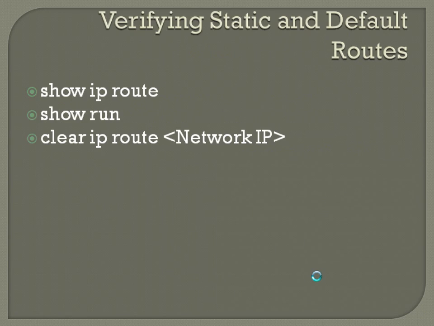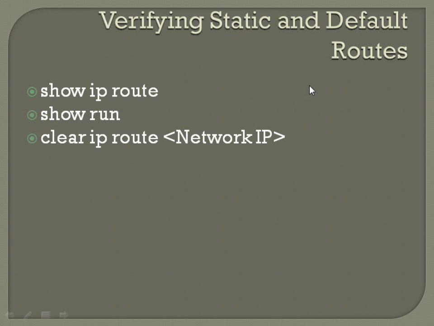Okay, and then verifying static and default routes. These few commands are pretty helpful. Show IP route is going to show you the complete routing table in a Cisco for everything that it knows. You can also do show IP route and then an IP, and it'll give you the specific route to get to that particular IP that you list after there.